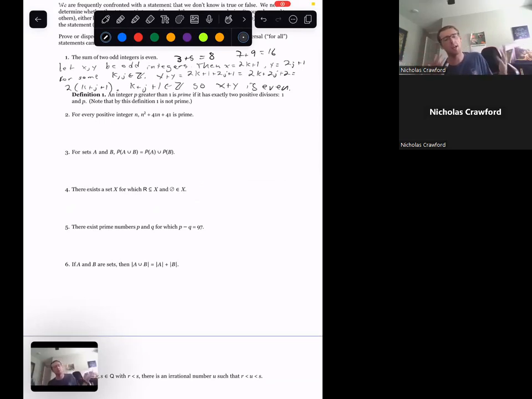So for example, let's try number 2. We say, for every positive integer n, is this expression prime? Prime means there are exactly 2 divisors, 1 and itself. You'll also notice that 1 is not prime by this definition. So we try it, and we set n equal to 1, and this gives us 1 squared plus 41 plus 41, which is 83. And you start thinking, okay, is 83 prime?